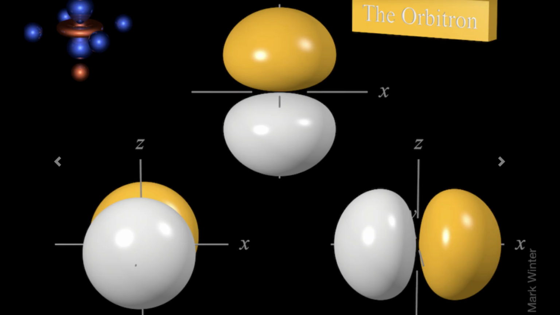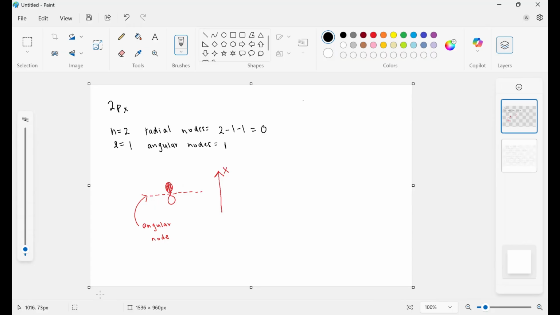So now that we understand how to draw an angular node, let's do a radial node to kind of compare the two. So for 2s orbital, I do the exact same thing I did before. N equals 2, L equals 0. Number of radial nodes equals 2 minus 0 minus 1 equals 1. Number of angular nodes is 0 because my angular quantum number is 0. So in total, I have 1 radial node and no angular nodes this time, which is the opposite of the previous example.